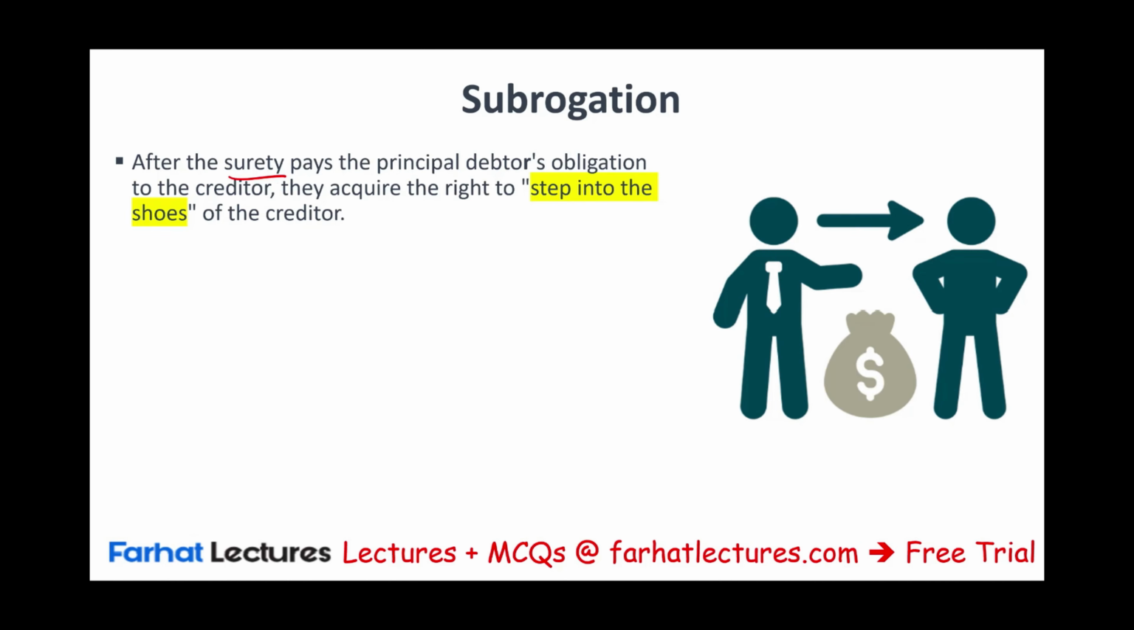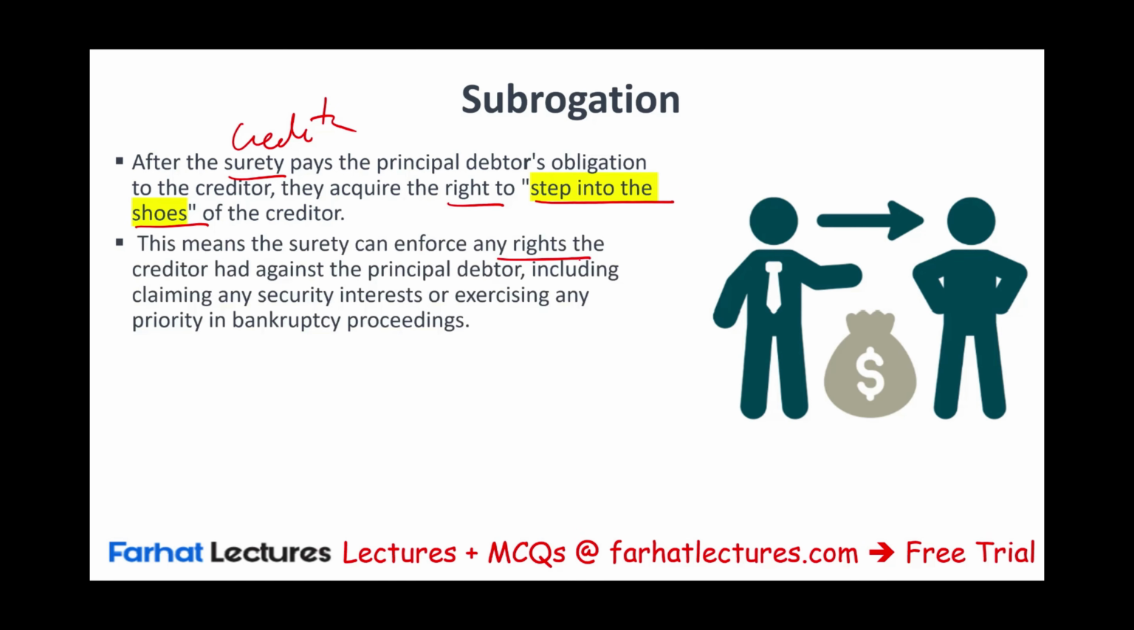The surety becomes the creditor. Simply put, they acquire the rights of the creditor. They step into the shoes of the creditor because they paid off the loan. Now they're going to tell the debtor, you owe me the money. This means the surety can enforce any rights the creditor had against the principal debtor, including claiming any security interest. So if they have any collateral, a home, inventory, warehouse, office building, they can take it. And they can exercise any priority in a bankruptcy proceeding because they become a creditor.